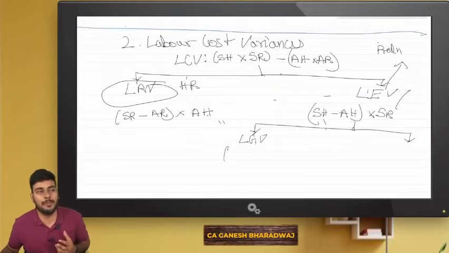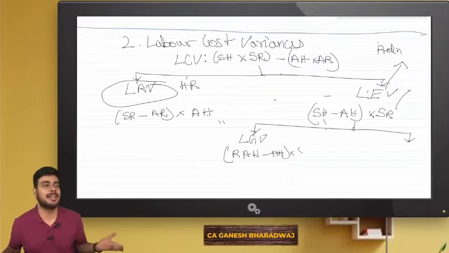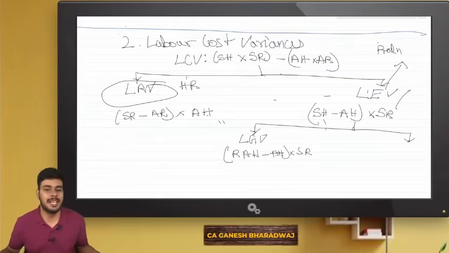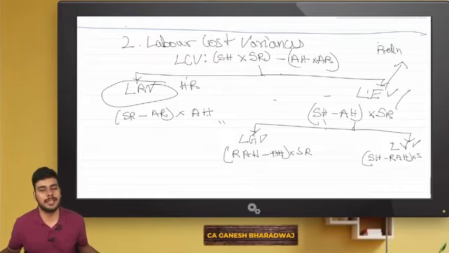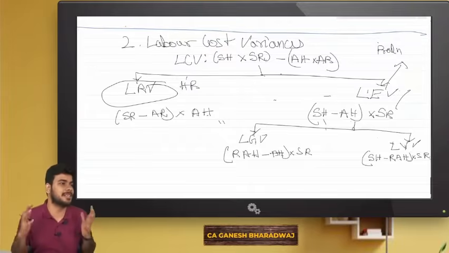Can you tell me what will be the formula here? Revised actual hours minus actual hours into standard rate. Are you clear with this? And then labor yield variance will be what? The balancing figure that I told you. Standard hours minus revised actual hours into standard rate. Are you clear with this? And that's about it, guys.